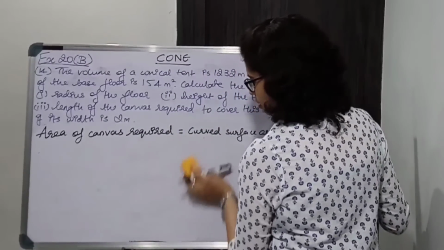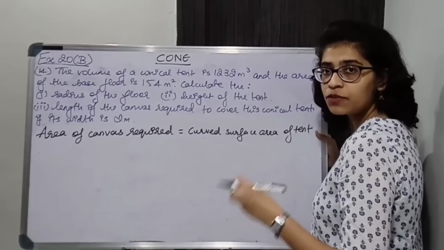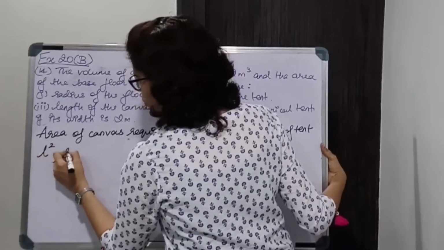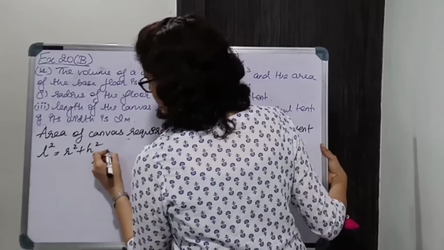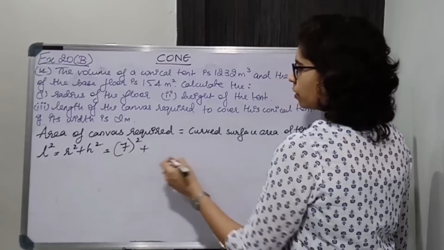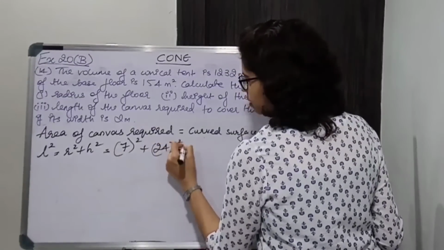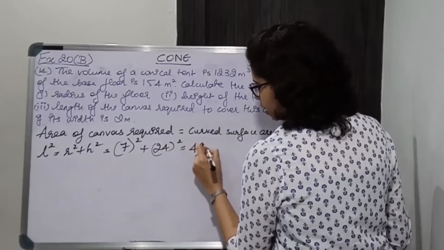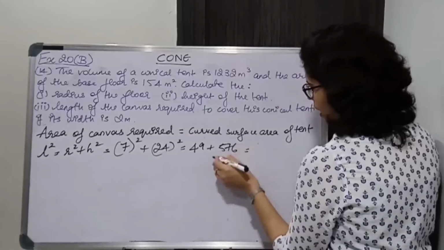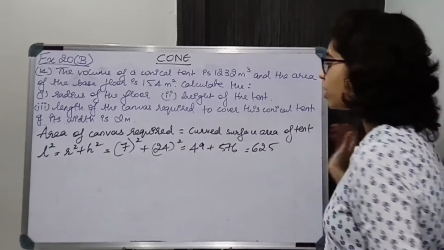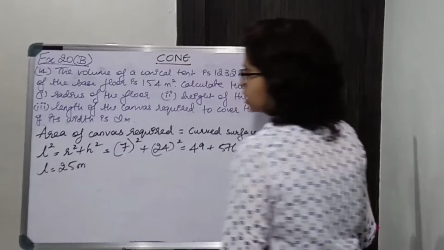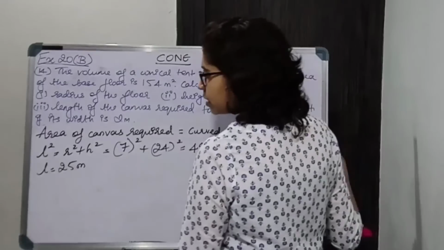Now for this, first we need to know the slant height l. So l square is equal to r square plus h square. R is 7, so 7 square plus h square, that is 24 square. This is 49 and this is 576. Adding this we get 625. Square root of 625 is 25, so l is equal to 25 meters. Slant height is 25. Now we can find the curved surface area.